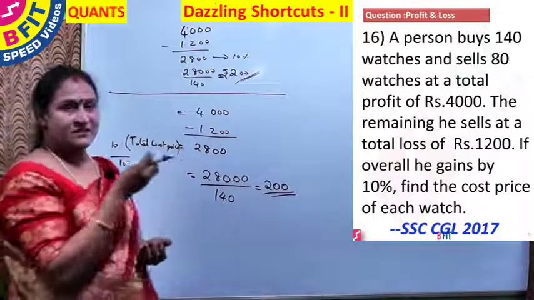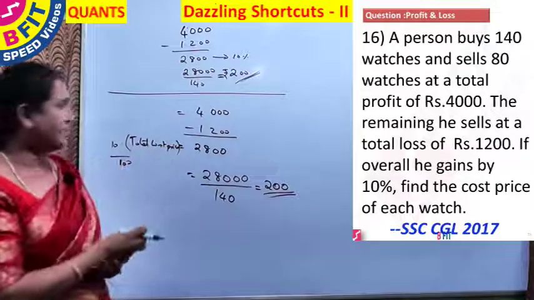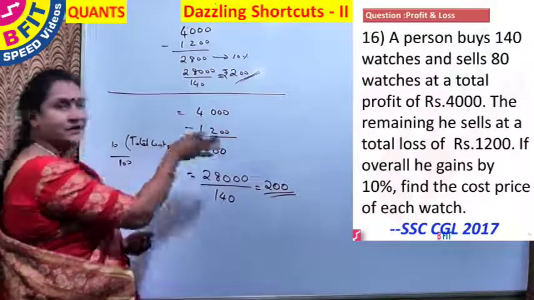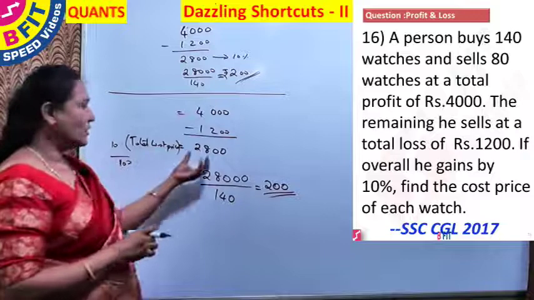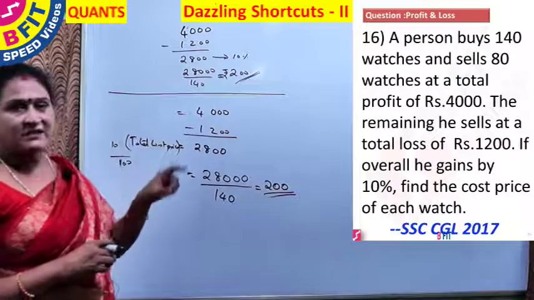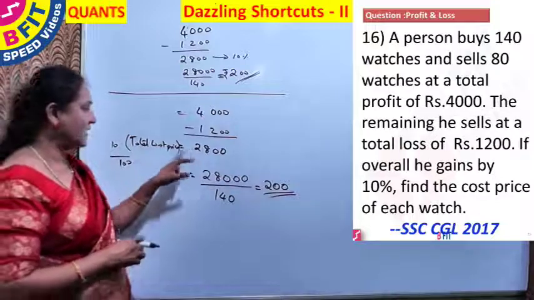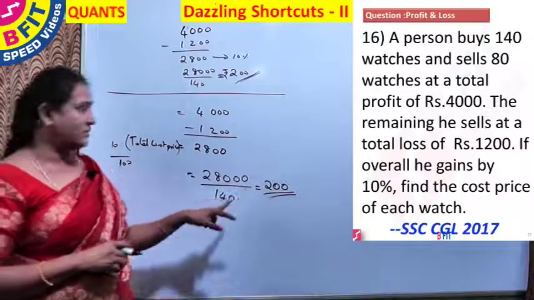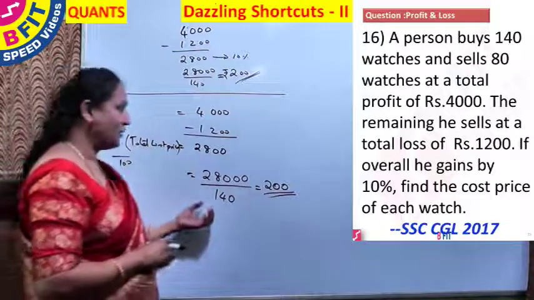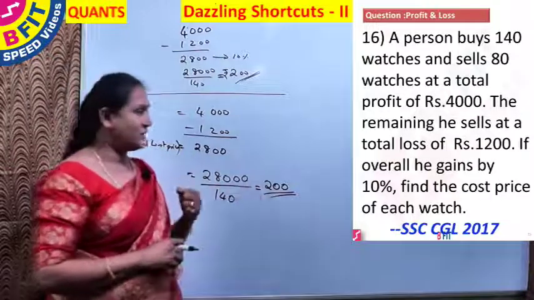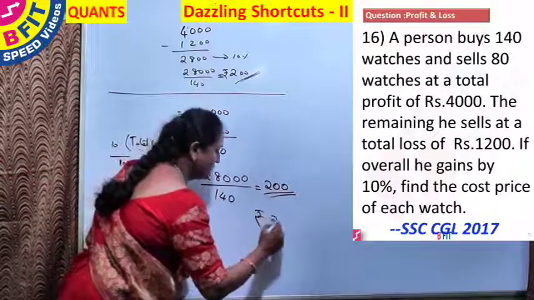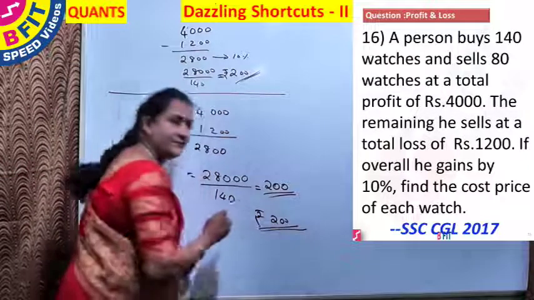Now with this simple understanding: profit is 4,000 and loss for this part is 1,200. Overall profit value is 2,800 and if the profit percent is 10%, then 100% will be 28,000, which is the cost price of 140 watches. Dividing by 140, we get the cost price of a single watch as rupees 200. That is the answer.